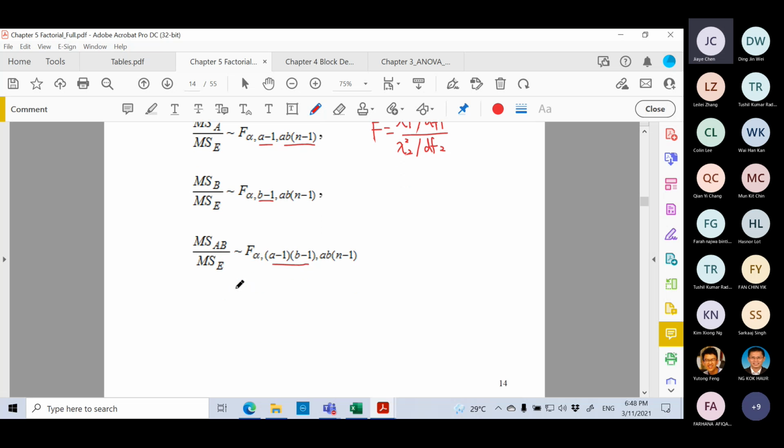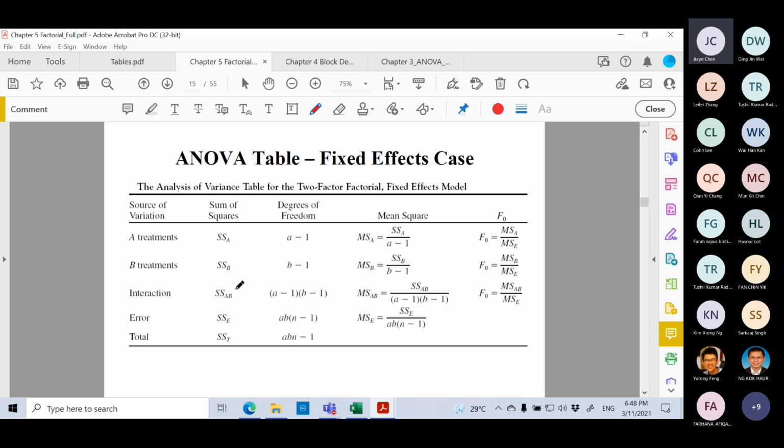So the ANOVA table for the two-factor factorial design consists of factor A, factor B, and then the interaction, with the error and the total. As you can observe, the total is the sum of all these sums of squares. Their degrees of freedom are also not difficult to know. If you have A levels, then you have A minus 1. Similarly, for the B levels, you have B minus 1. For AB, it is (A minus 1)(B minus 1).